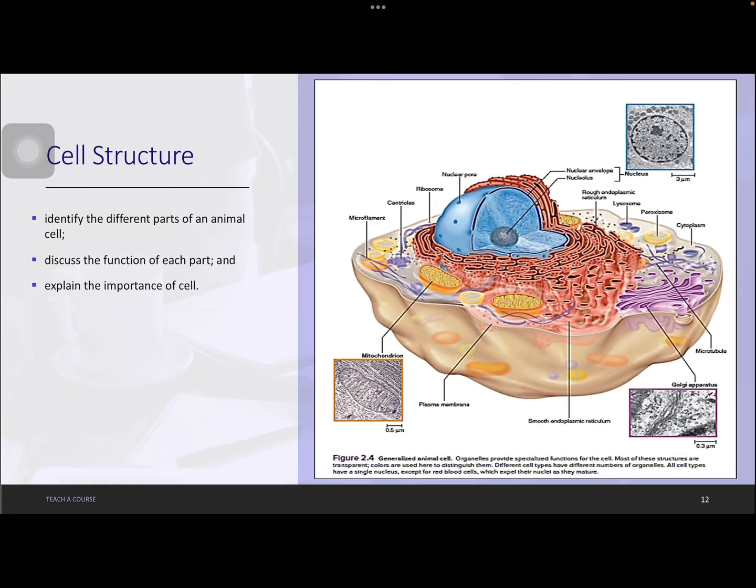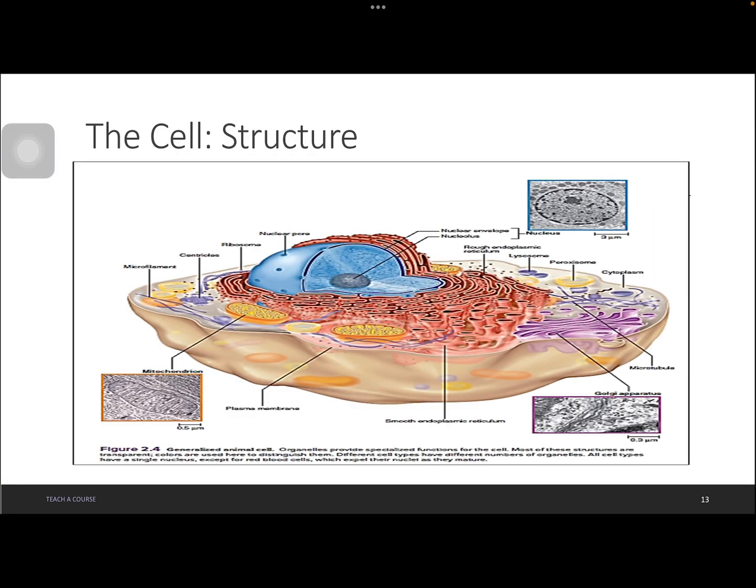Now, next is we go to our cell structure. Last time nagpa-assignment ako sa inyo, asynchronous rather, yung ino-drawing po yung ating cell structure. And of course, identify its functions as well.